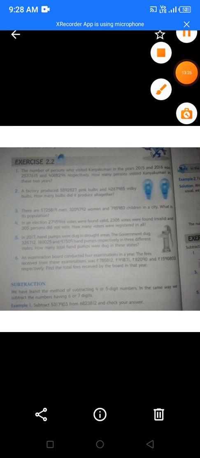Okay. Write it again. So you will write hand pump in first state. How much is in the first state? So you will write 3, 2, 5, 7, 1, 2. Okay. Then hand pump in second state is 1,80,025. Then we have hand pump in third state. We again have 97,509. Okay. Now you will add this.